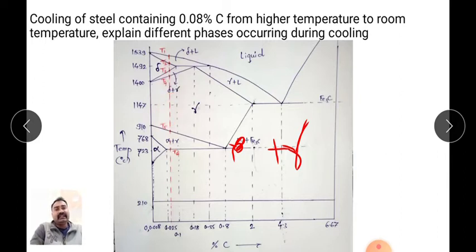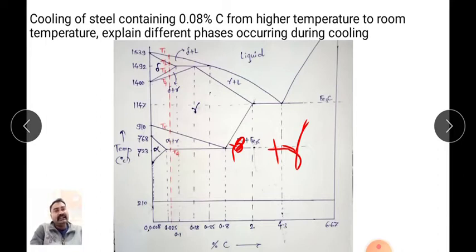And at T5 the formation of alpha ferrite will start, because in between T5 and T6 we know that there is a presence of alpha and austenite. That's why whatever austenite is present at T5 will slowly start converting into alpha ferrite. So at T5 the formation of alpha ferrite starts, and in between T5 and T6 we obtain alpha ferrite and austenite.